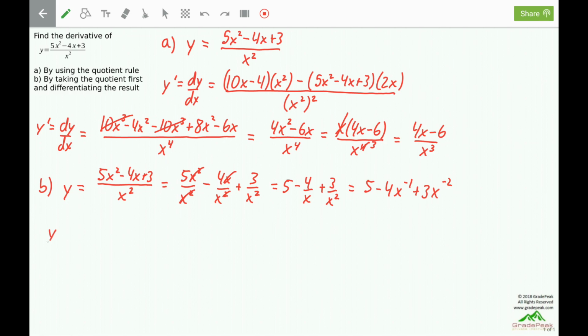Our derivative, y prime, which can also be written as dy dx, will equal, the first term is a constant, derivative of a constant is 0. The second term will be a power rule. We'll bring the power down, negative 1, multiplied by the negative 4, already down there, and subtract 1 from the exponent. Minus 1 more is minus 2. Plus 3 will bring the power down, negative 2, and then x raised to the, we'll subtract 1 from the exponent. Minus 2 minus 1 more is a minus 3.